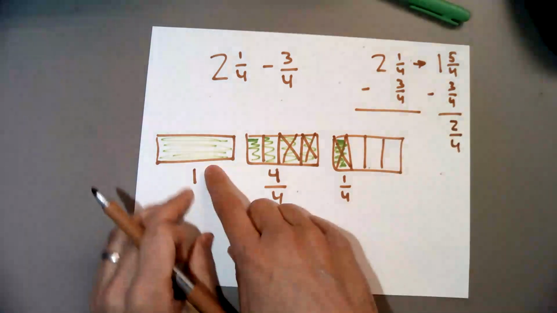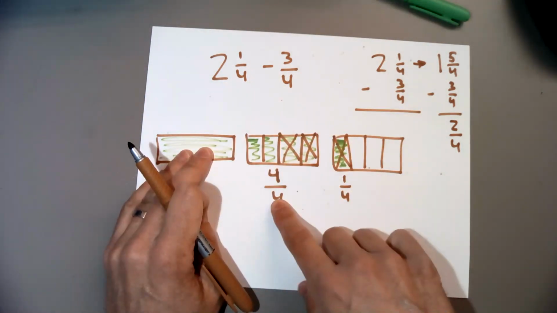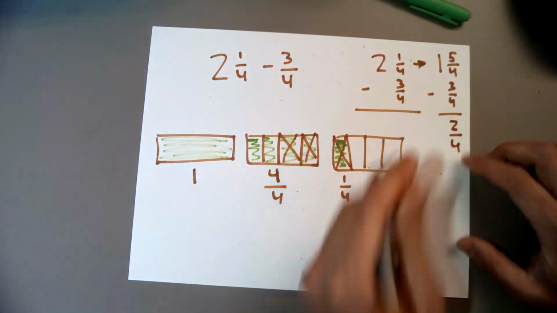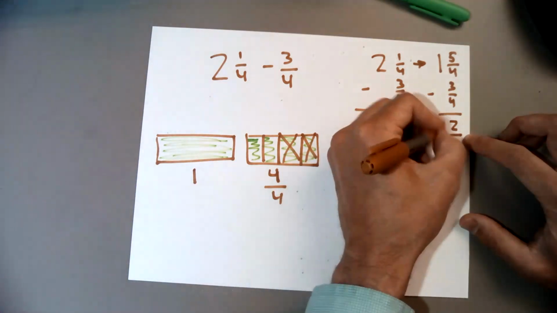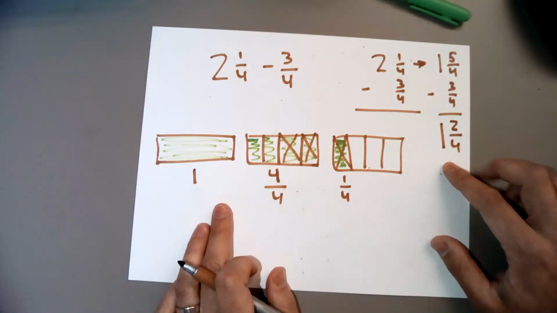And I only have 1 whole because I took one of these 2 wholes and I made it into 4/4. So 1 whole minus 0 wholes is 0 wholes. So, or 1 minus 0 is 1. So I have 1 2/4 remaining.